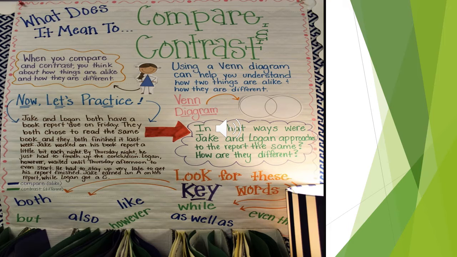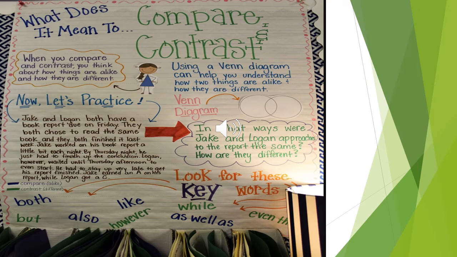Jake worked on his book report a little bit each night. By Thursday night, he just had to finish up the conclusion. But Logan, however, waited until Thursday afternoon to even start. He had to stay up very late to get his report finished. Jake earned an A on his report while Logan got a C. So here, in what ways were Jake and Logan's approaches to the report the same, and how were they different?